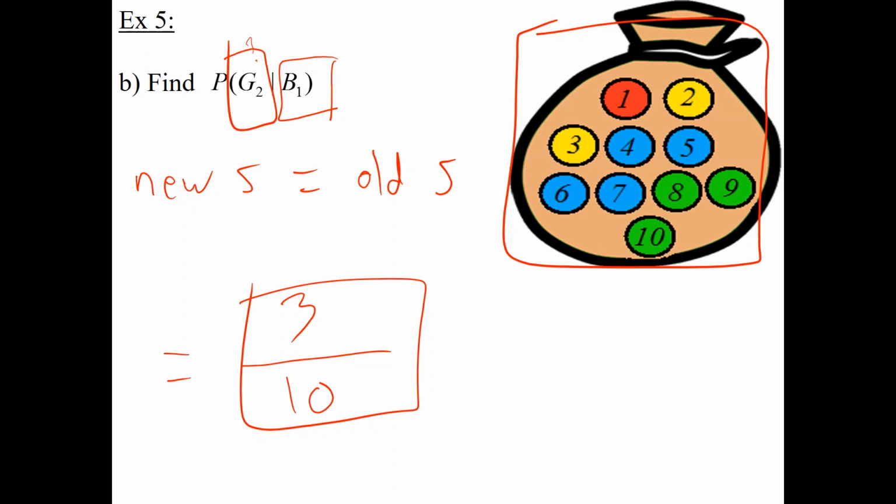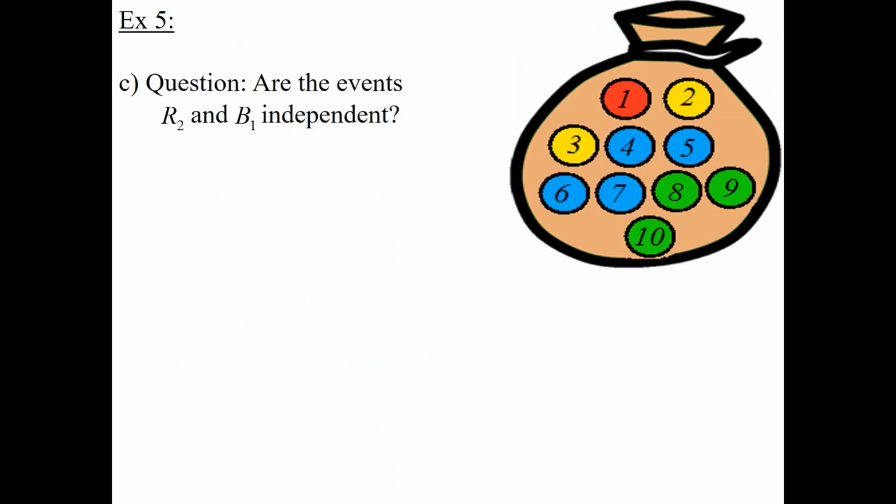Okay, we got one more question. Are the events R2 and B1 independent? Okay, there's two ways to do this problem. One way to do it is to just say, yes, they're independent because we're drawing with replacement. So let's write that down. So yes, because we're drawing with replacement.